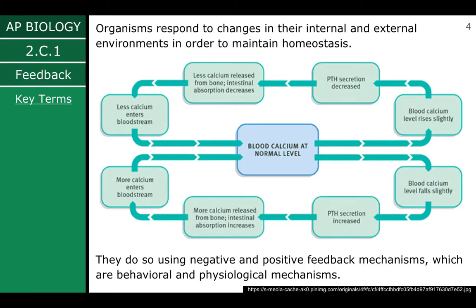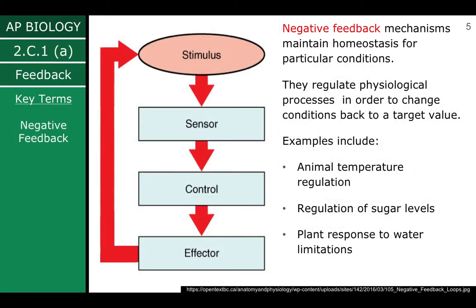So how do we do that? How do we maintain homeostasis? Organisms are going to respond to changes in their internal and external environments to maintain this. They will do that by using positive and negative feedback mechanisms, which are behavioral and physiological mechanisms. So we're going to start off by talking about negative feedbacks.